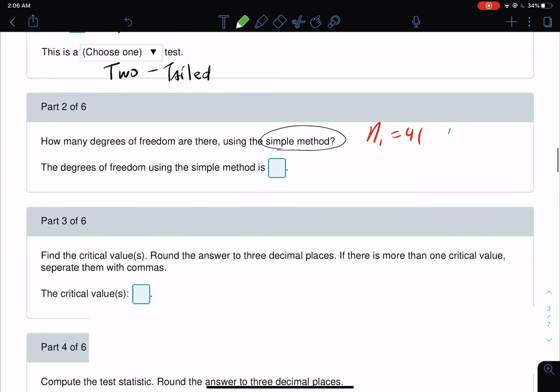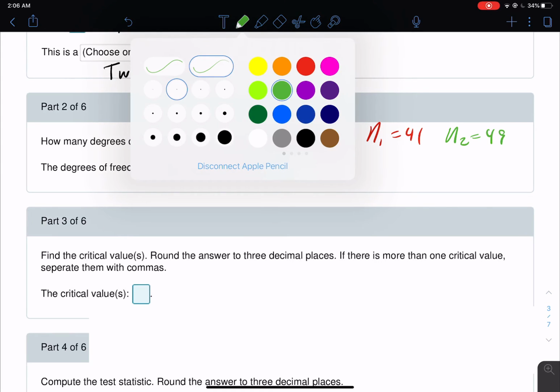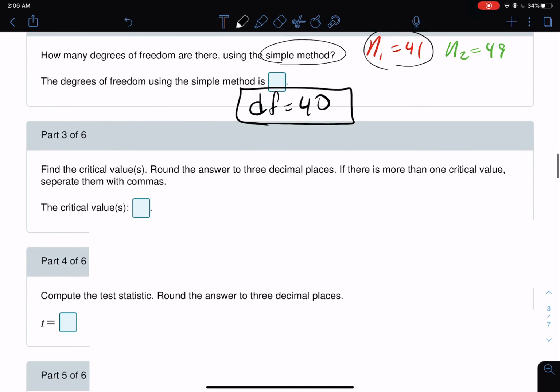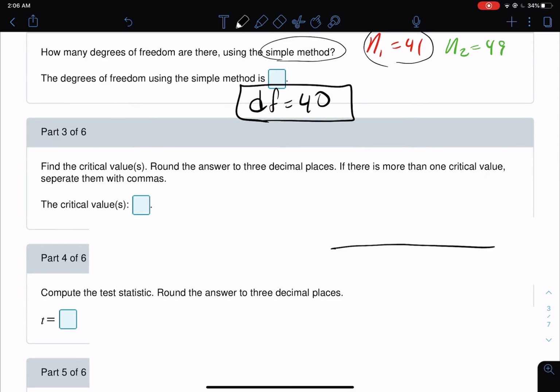And N sub 2 equals 49. And the simple method just says take the smaller sample size, which is 41, and then do your typical degrees of freedom, which is just going to be 1 less, so it's 40. And so my degrees of freedom is 40. Find the critical values. Round your answers to 3 decimals. If there's more than one critical value, separate them with commas. Well, this is going to be a two-tailed test, so yes, we will have more than one critical value.